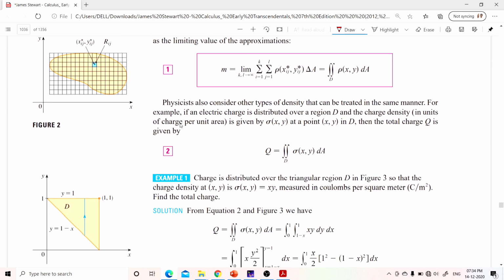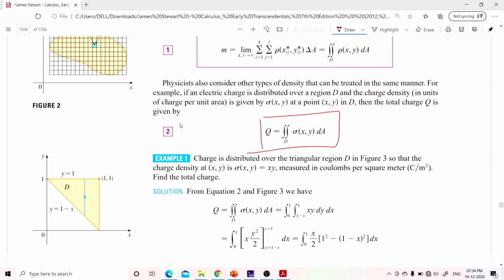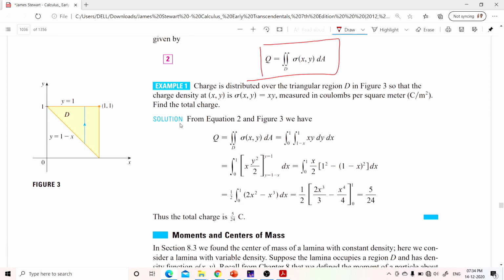The same idea can be extended to calculate electric charge. If you are given sigma of x comma y, then your electric charge Q can be calculated using this. As I told you in class, we are not going to deal much with applications of double integrals, but applications of triple integrals are included in our syllabus. So let us see how it works in double integrals, and then extend the idea to triple integrals.